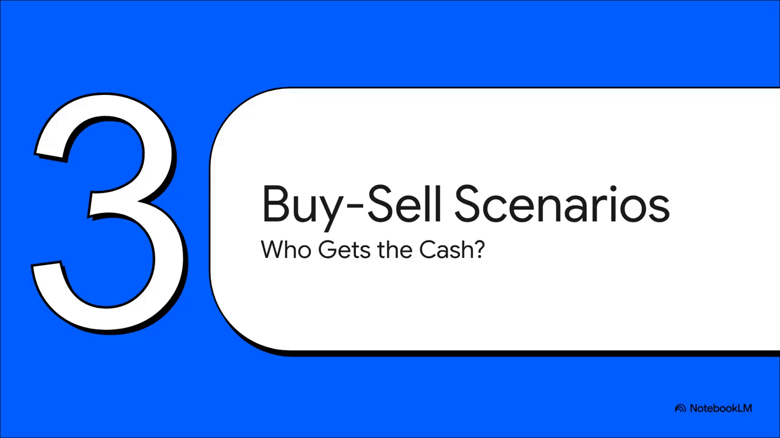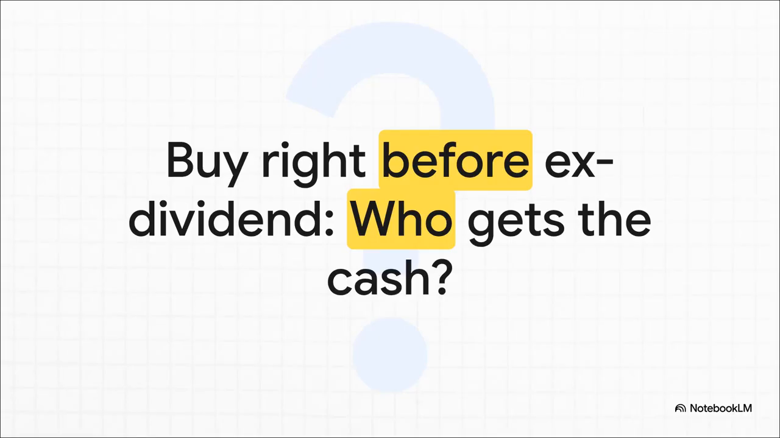All right, let's get into Section 3, the buy-sell scenario breakdown. Let's apply this to the exact type of scenario you're going to be tested on. Think about this for a second, because this is the classic exam setup. You buy a stock 1 day before the exchange's cutoff date. Who is legally entitled to that previously declared dividend? Is it you, the brand new buyer, getting the check? Or does it go to the person who just sold it to you?